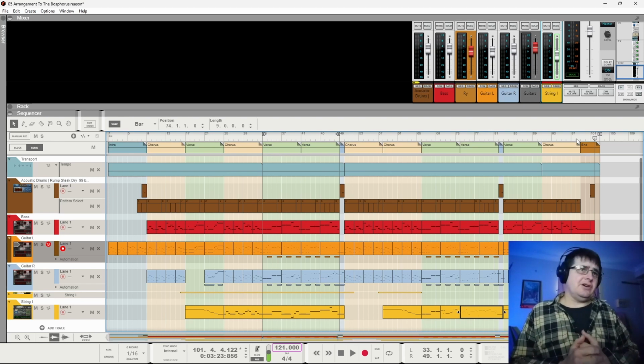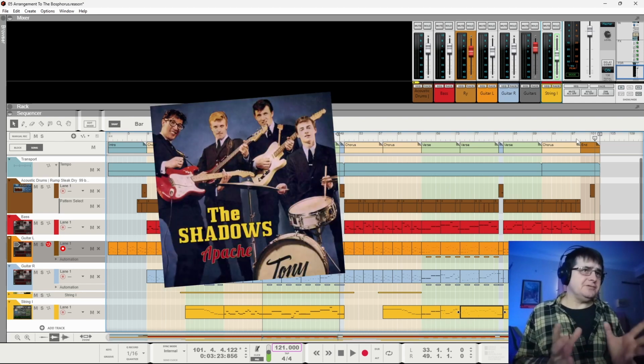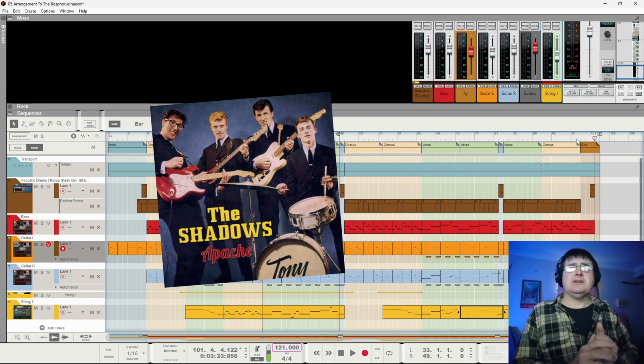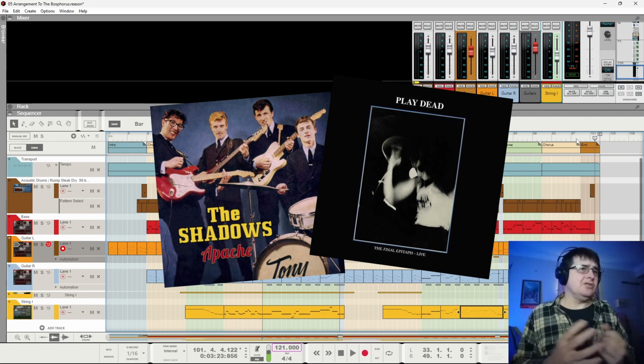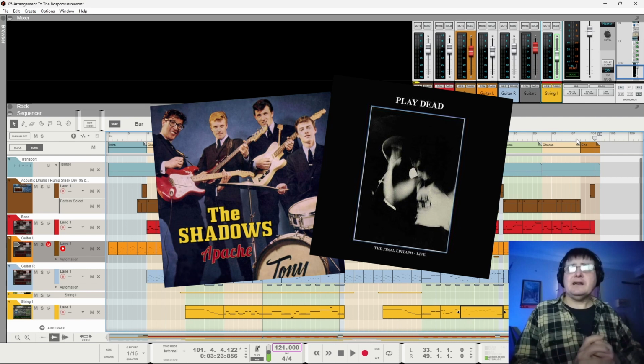It's got elements of that sort of Hank Marvin Shadows kind of construction, but it's also got elements of early 80s gothic rock. It's a little bit more gothic rock than goth as such, but there's a fine line between those.